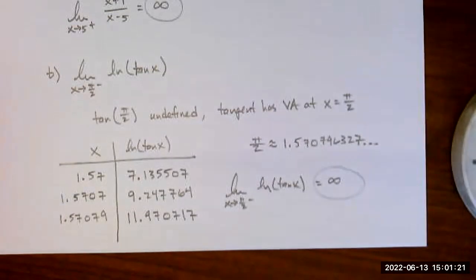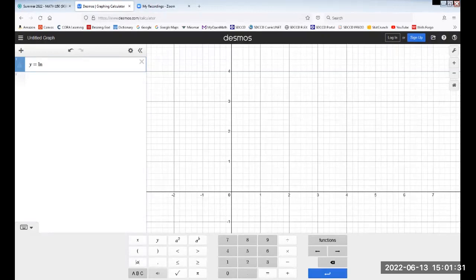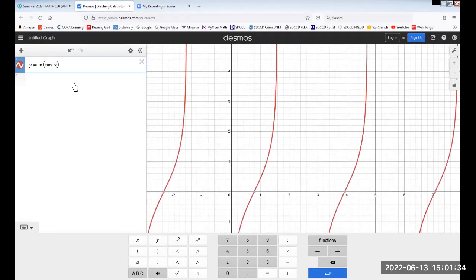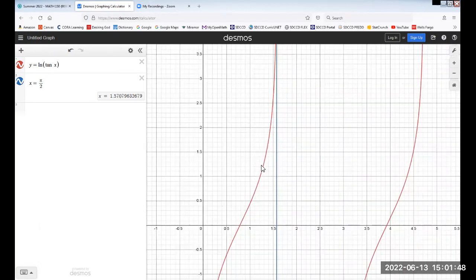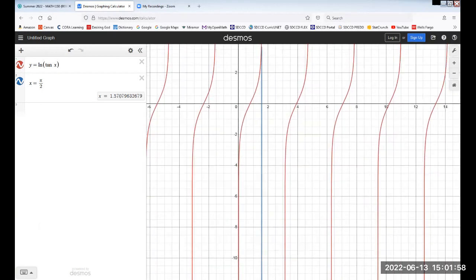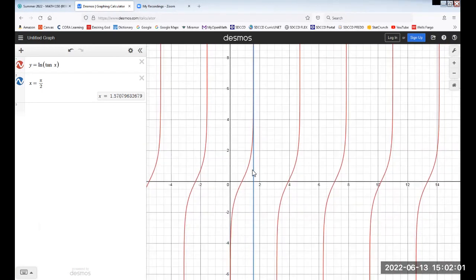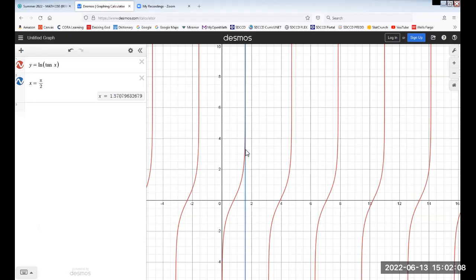Kind of curious what the graph of that looks like. Let's try it out. Y equals the natural log tangent x. And I'm going to graph x equals pi over 2, typing in pi, and yep, there it is. So the red is our function, the blue is the vertical asymptote, and surely enough, that is shooting up to positive infinity from the left side. The right side looks like there might be some numbers not in the domain. I'm not really sure what's going on on the right side, but the left side is all we're worried about. We are going to positive infinity.